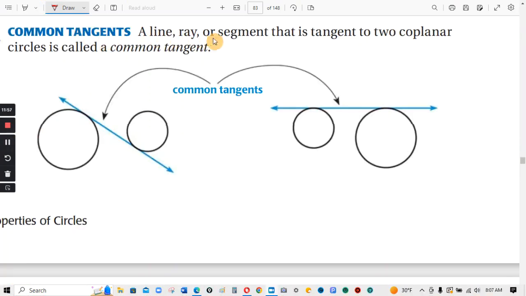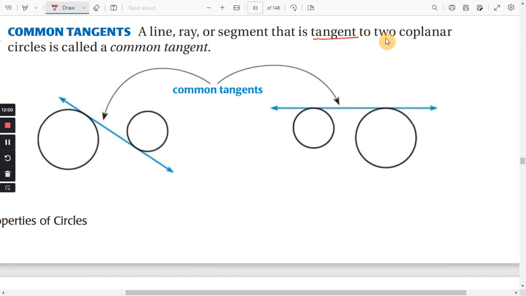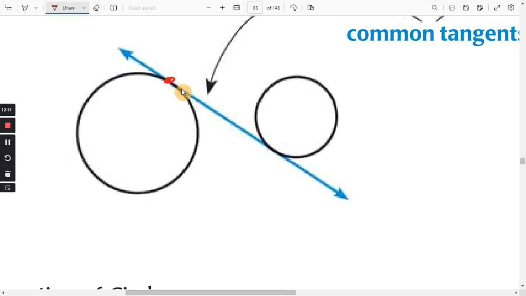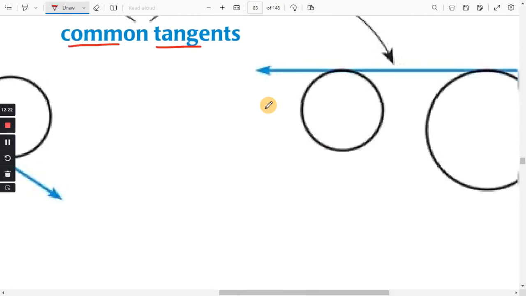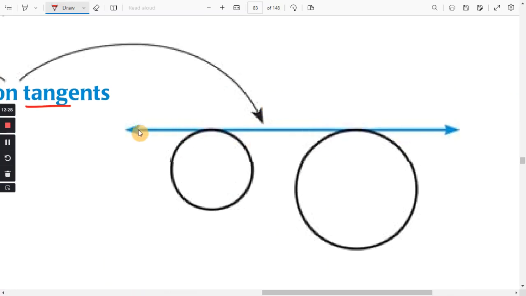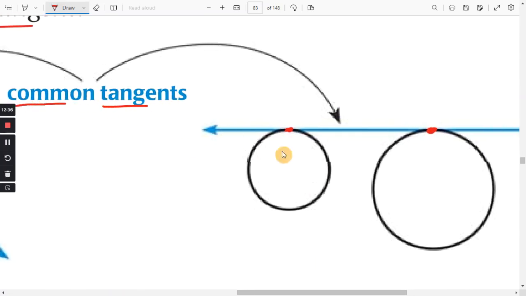All right, a line, ray, or segment that is tangent to 2 coplanar circles is called a common tangent. So you see this line here in blue. It intersects this circle at 1 point, and this circle at 1 point. It is tangent to both circles, so that is called a common tangent. Okay, in this case, the circles are separate. And, well, actually, that's both cases. All right, same here. The blue line intersects the circle at 1 point here, 1 point here. It is a common tangent to both circles.